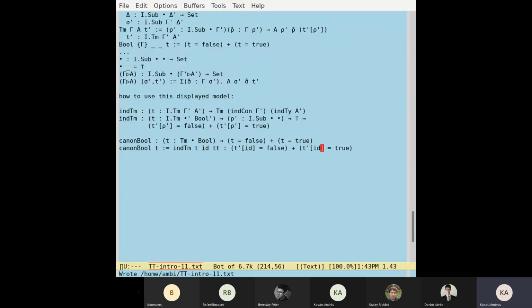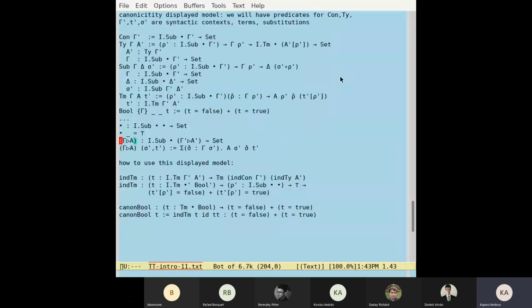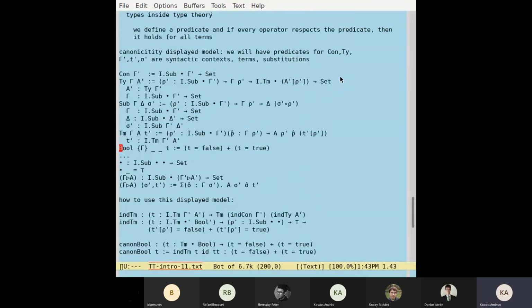Okay, but I know that I have the law that the identity substitution disappears, so I get t equals true or t equals false, and this is exactly what I wanted. Okay, so this is how it fits back together. So we tried to naively prove this directly by induction, and we didn't know how to do that, and now we use this idea of logical predicates, and we are able to prove it this way.